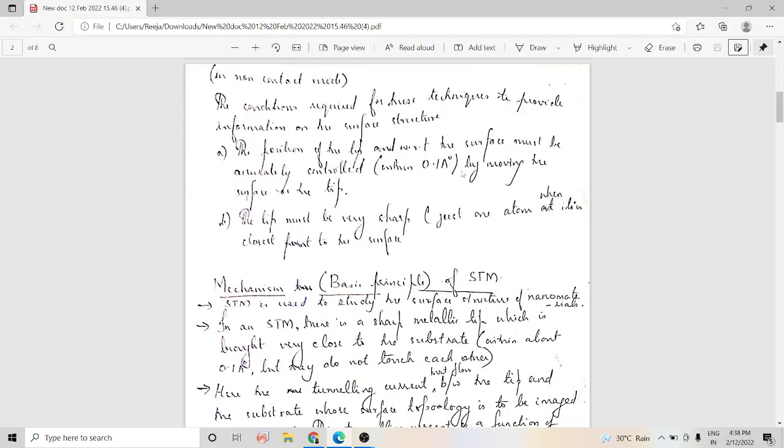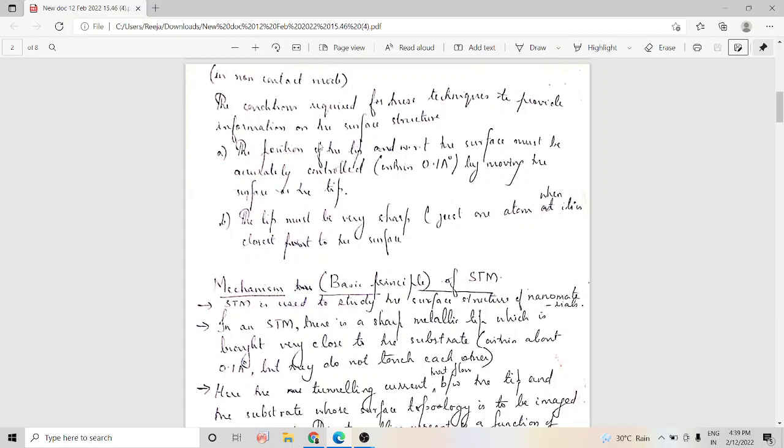by moving the surface or the tip. So the position of the tip and the surface must be very well controlled. It must be so close, within 0.1 angstrom. So we can do this either by moving the tip or by moving the surface. Okay, the position of the tip and the surface must be very well controlled.